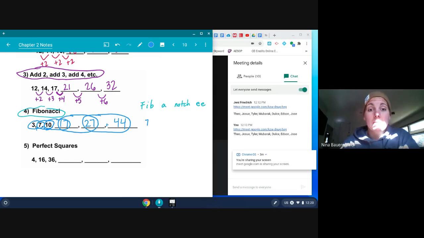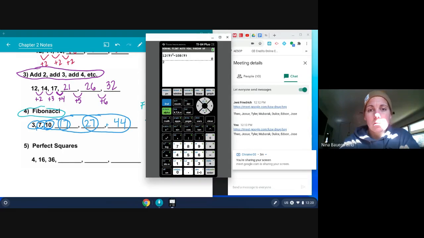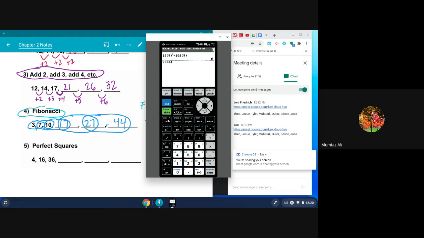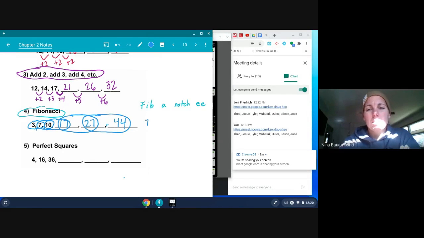You got it? So, oopsie. 27 plus 44. 60, I think. Close. We just had to carry the 7 and the 4, which makes it up a little bit more. So we get 71 here. So Fibonacci, I think, is probably one of the hardest ones. Basically the rule is you add the 2 previous numbers to get the next one.